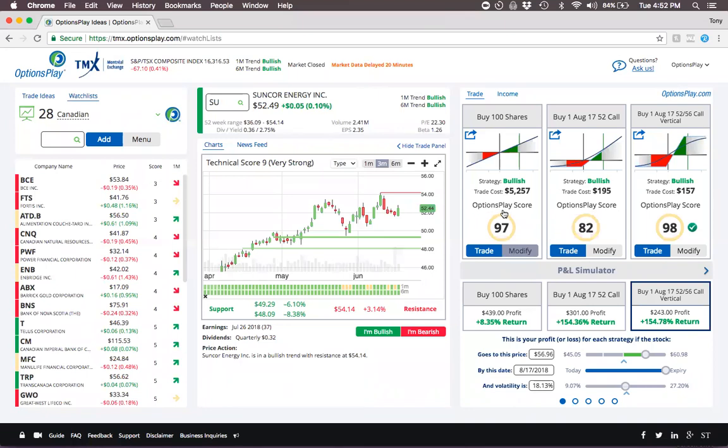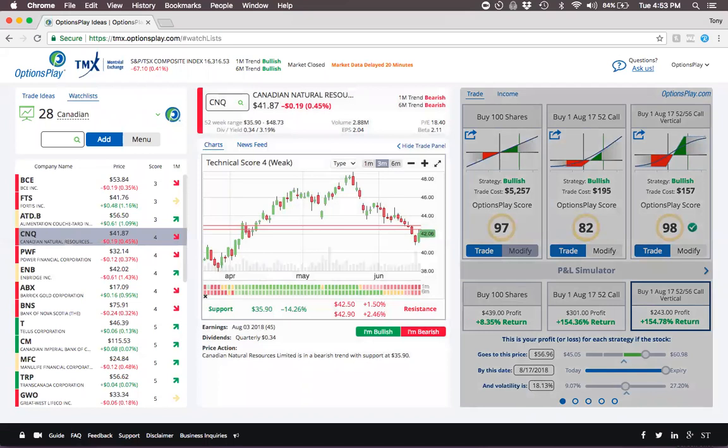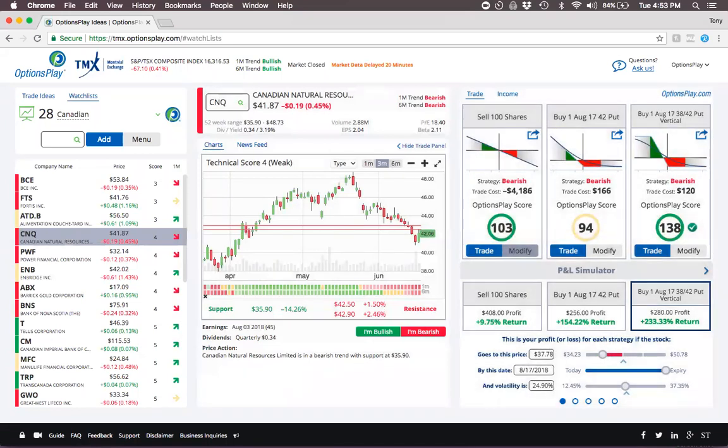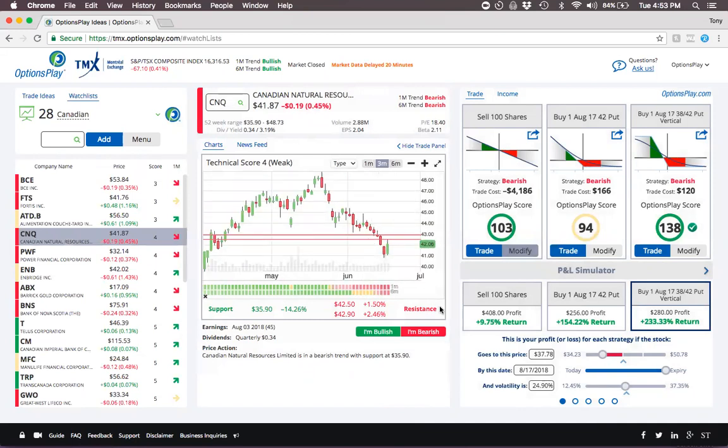If not option strategies, you can always trade the stock. So let's take a look at a few other examples here. Let's look at CNQ, Canadian Natural Resources. This was a weak stock that looks like the trend has actually continued to weaken. So maybe we're looking for some bearish opportunities.